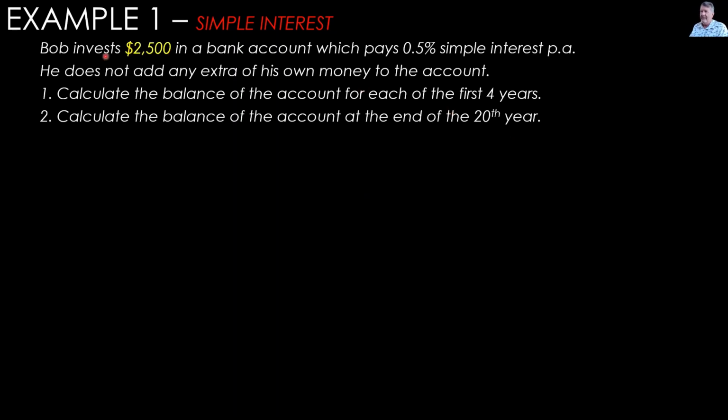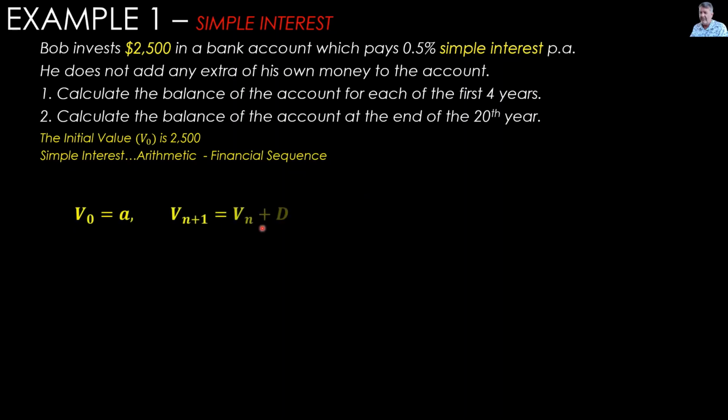So first up, our initial value, $2,500. So that's V0. What do we have to do next? We have to work out what type of recurrence relation we want to use. Simple interest. Now that is an arithmetic financial sequence. Okay, write down the recurrence relation, Vn plus D. Are we told D anywhere in the question? No, we just know the interest rate.